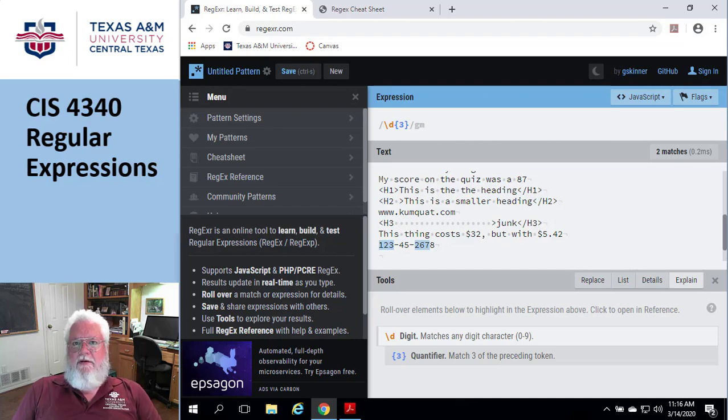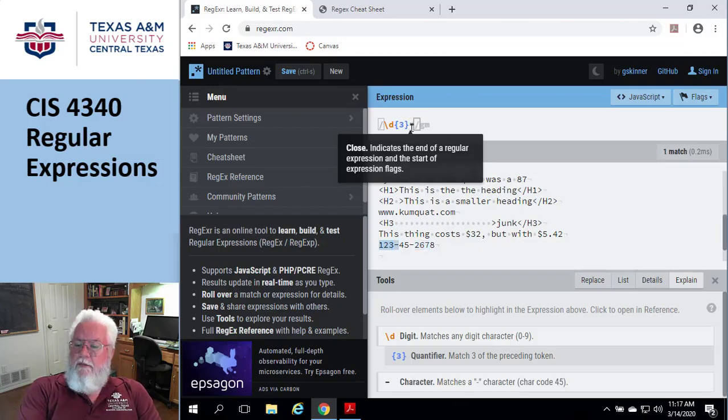Okay, welcome back. We're talking about quantifiers. Instead of just saying 1 or more, or 0 or more, I'm going to say I want exactly 3, or 1 to 3, or whatever. So I can have a range of things that I want. So I want to find that, plus a dash.